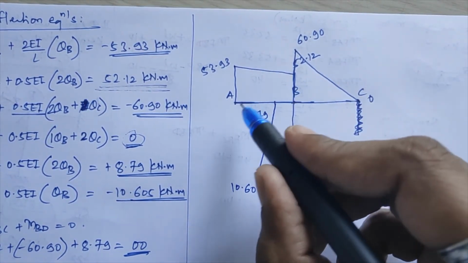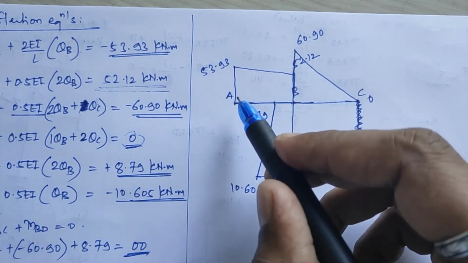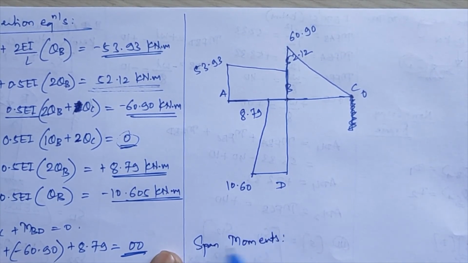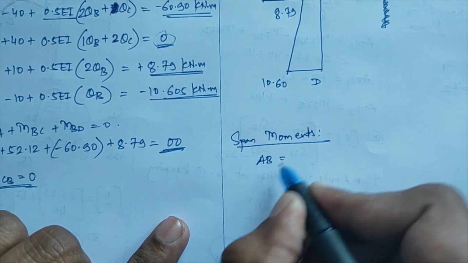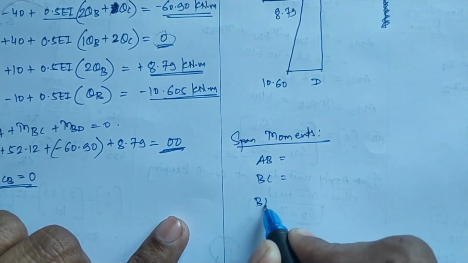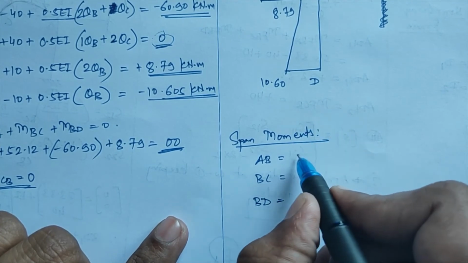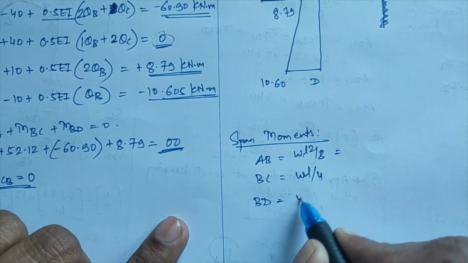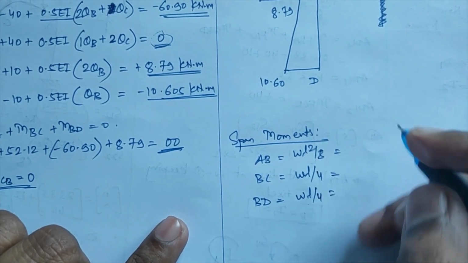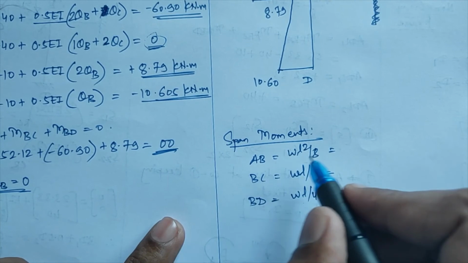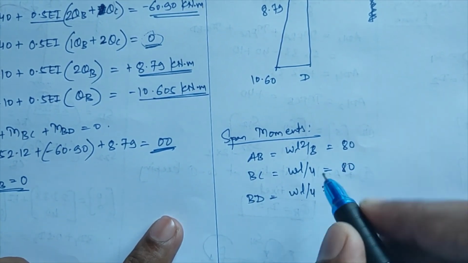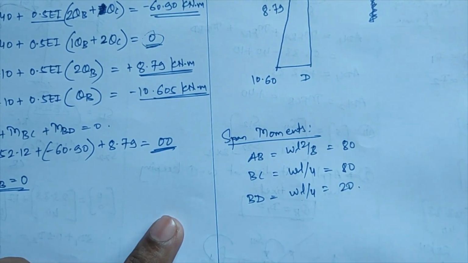Now you have to plot the span moments on this. So span moments superimposing on this, I'll calculate for AB, BC and BD. For AB that will be UDL, WL square by 8, and for BC and BD, central point load, so those will be WL by 4. Substituting the loads and lengths, I have got this as 80, again 80, and here I am getting 20 kilonewton meter.